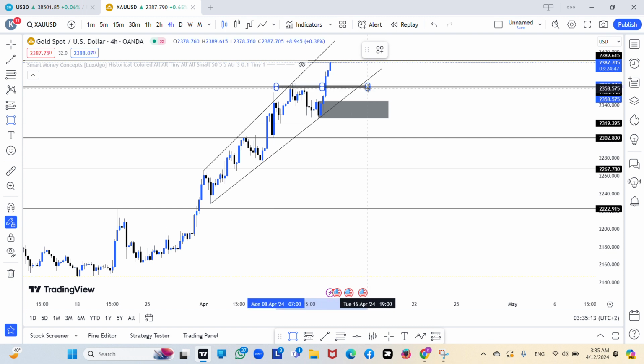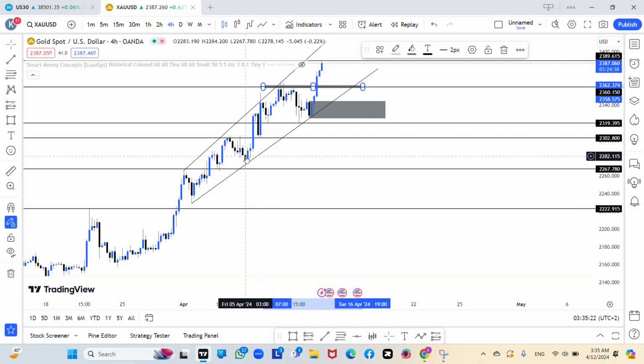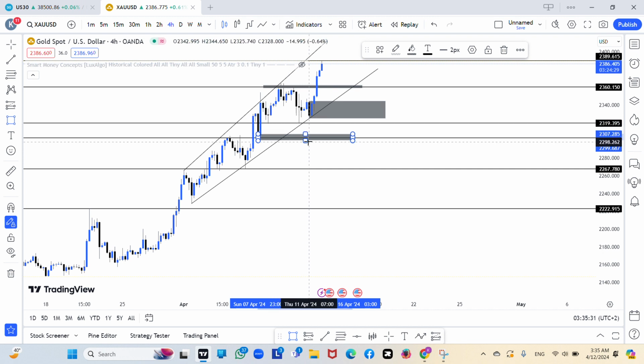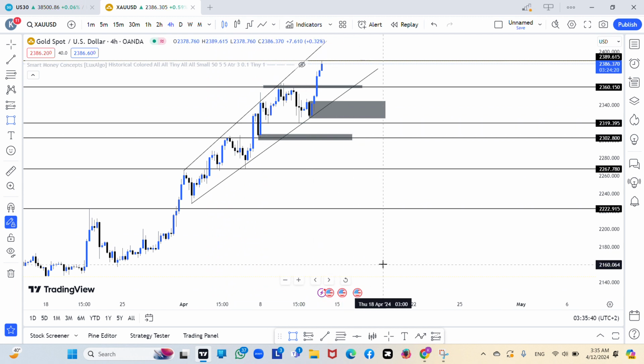So we have to acknowledge that, because I saw the last time I had a setup on gold, I think I had an entry somewhere here. Yeah, my entry was somewhere here, but price didn't come to this entry. What happened? Price respected the support right there, the support right there. So we have to acknowledge areas where we have supporting prices.